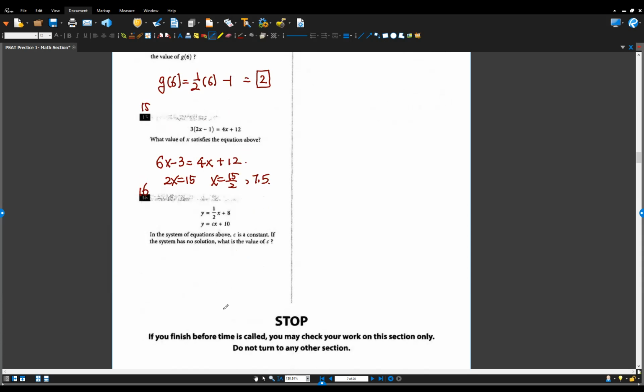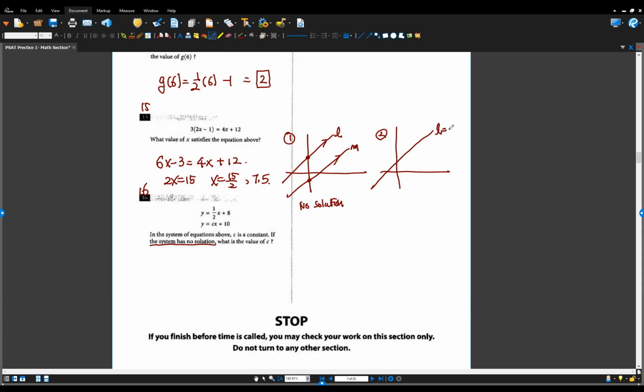This constant, if the system has no solutions. The system has no solutions. What is the value of C? No solutions. We have 2 lines that are parallel with different y-intercepts, so no solutions. If they are still parallel but have the same y-intercept, this is line L, and line M is equal.